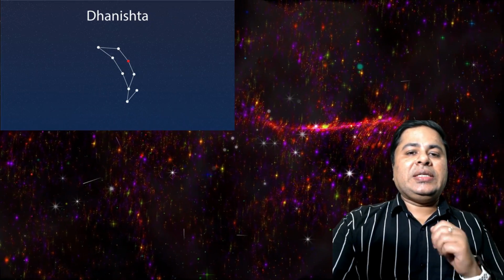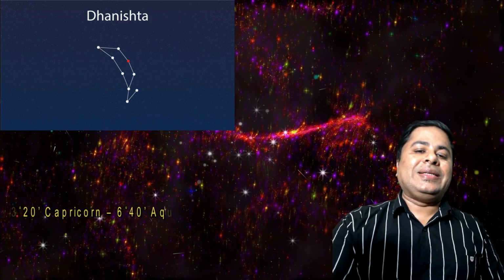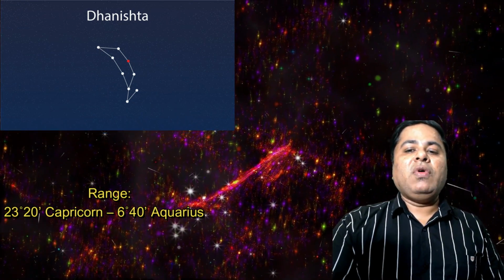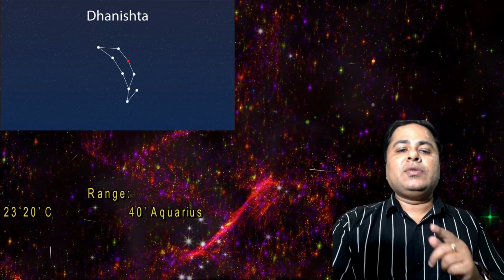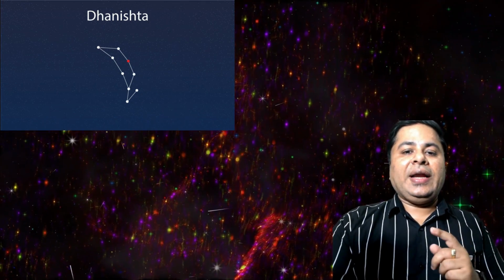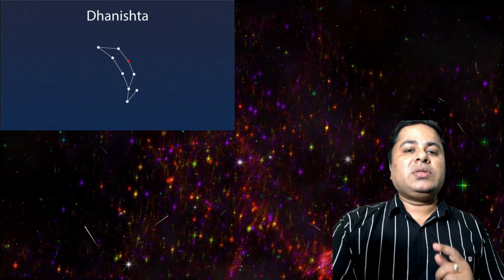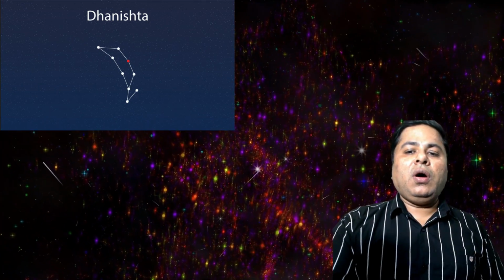Now comes the 23rd nakshatra, Dhanishta. It ranges from 23 degrees 20 minutes of Capricorn to 6 degrees 40 minutes of Aquarius. Its ruling planet is Mars. Its deity is the 8 Vasus, gods of material abundance. Its guna is tamas. Its symbol is a drum or a flute.